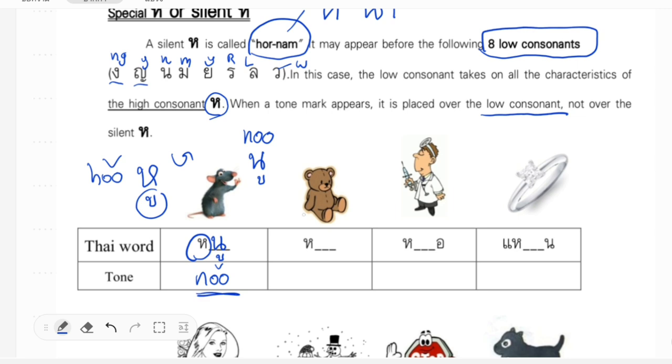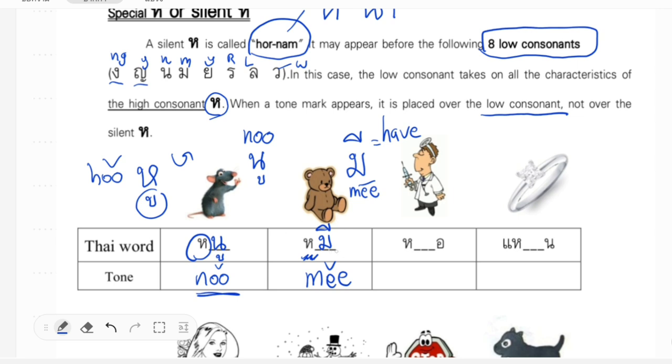Next word, teddy bear, "mi". If you write "me", we do need this one, rising tone, "mi". We have to use this word because if you write m with the e, it becomes "mi", which means to have, with a tone. But we do need "mi", so we have to put the same thing, then the E.